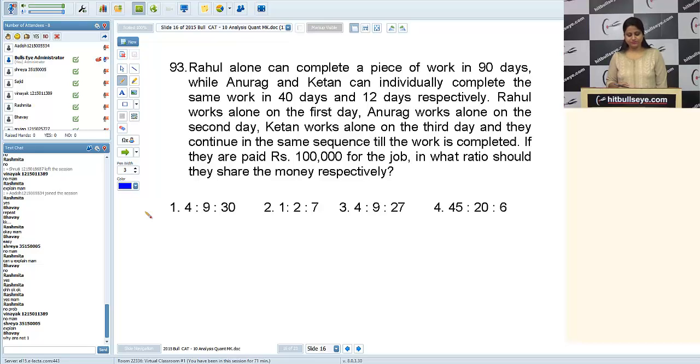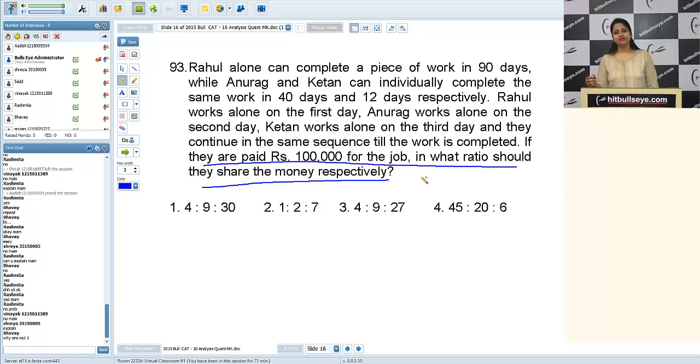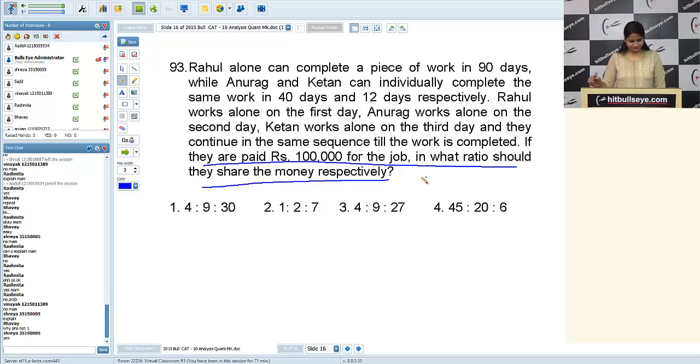And if they are paid rupees 1 lakh for the job, in what ratio should they share the money respectively? No need to consider this line. Only we want to take the ratio of their work done, because money will be divided in the same ratio. Is it okay? Shreya? Correct? Are you getting me, Shreya?